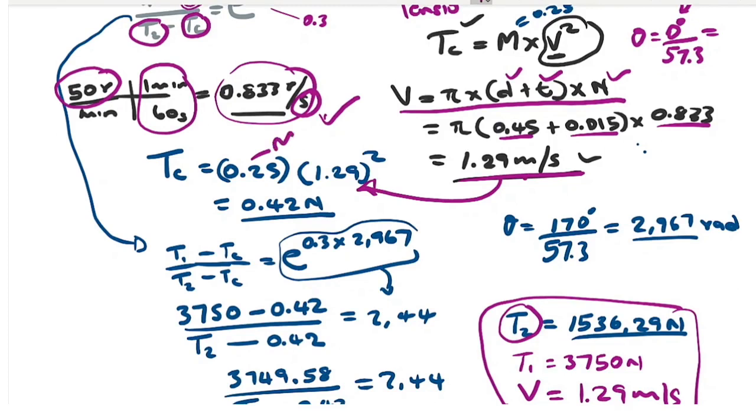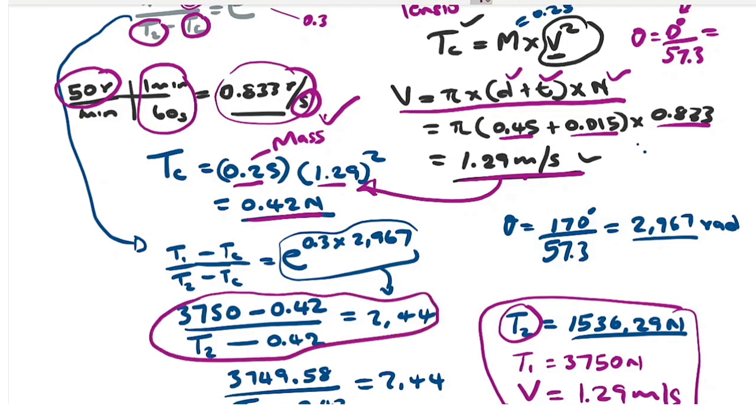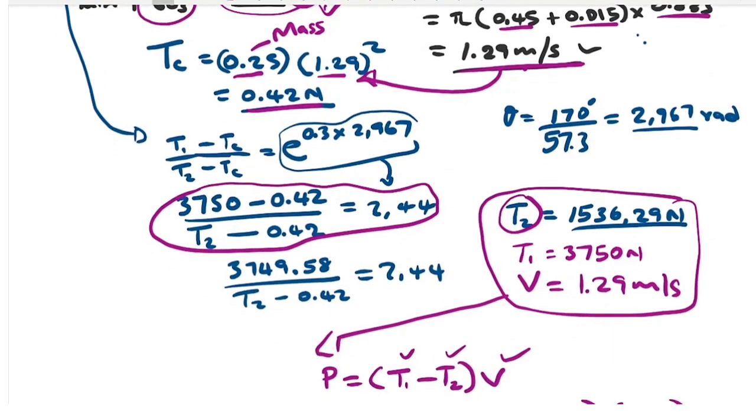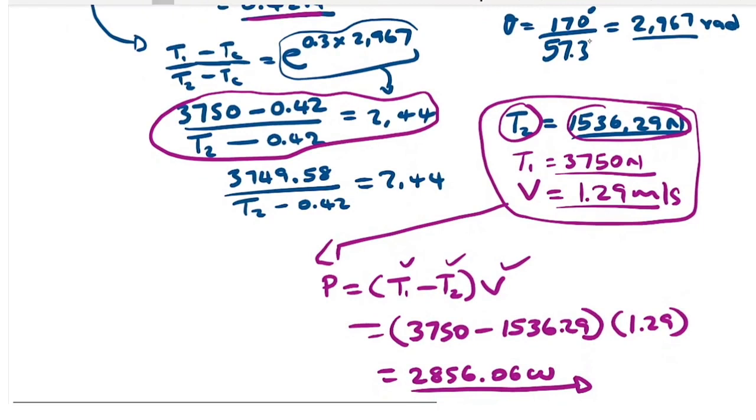This is mass. Then put mass and the velocity, we got the centrifugal tension. Then we substitute all here. Then finally we get the tension 2 to be this number. Tension 1, we have the velocity. Then substitute on the power formula, we get this power that was transmitted.